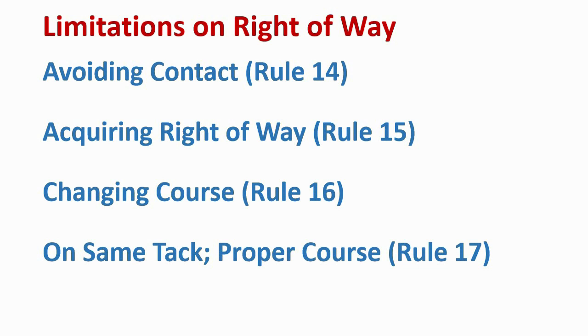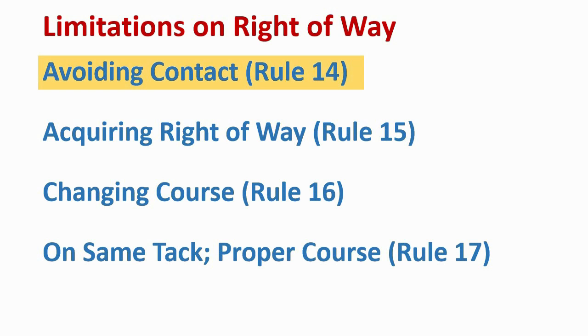These rules don't change which boat has right-of-way, but they place restrictions and limitations on what a boat that has right-of-way can do. It's important to understand these rules because they are more complex. It's usually clear which boat has right-of-way. Disputes more often happen around the limitations on right-of-way. There are 4 different limitations on right-of-way.